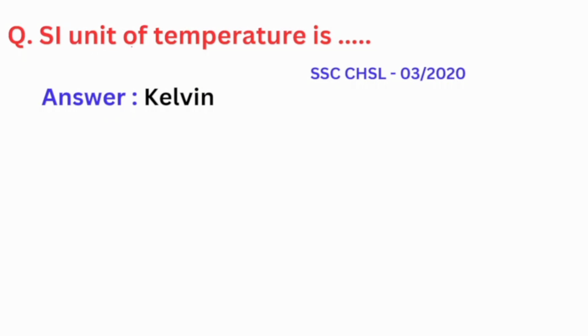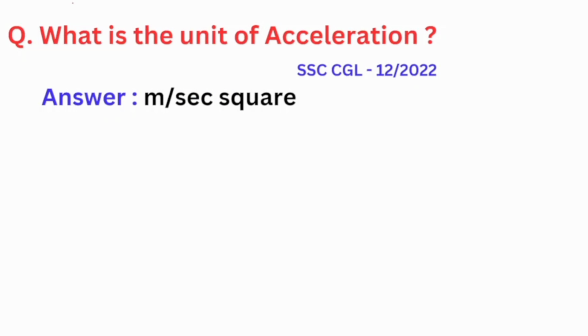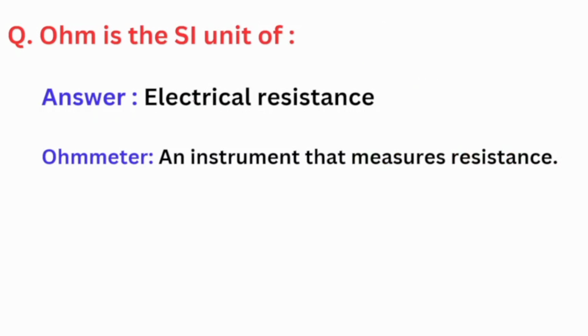Next is SI unit of temperature is Kelvin. Next is what is the unit of acceleration? The answer is meter per second square. Next, ohm is the SI unit of electrical resistance. And what is ohm meter? Ohm meter is an instrument that can measure resistance.